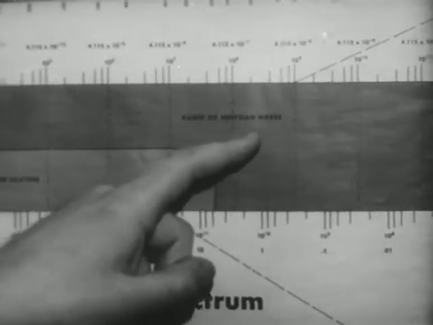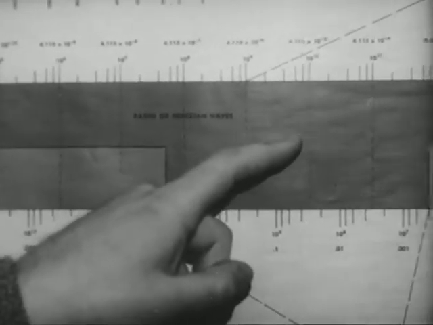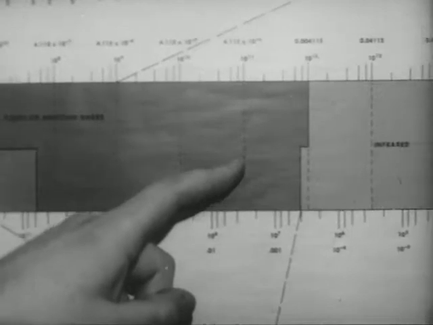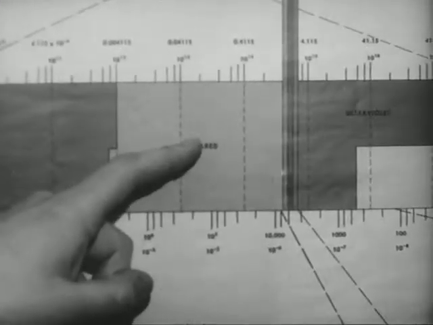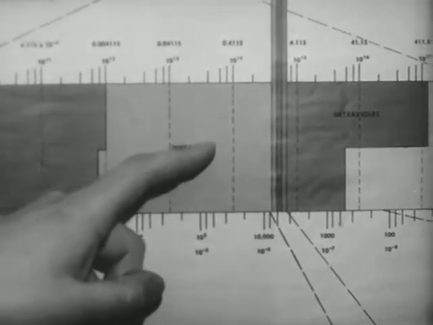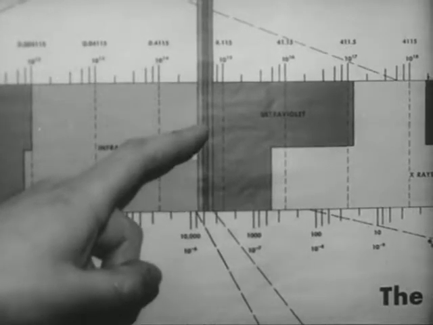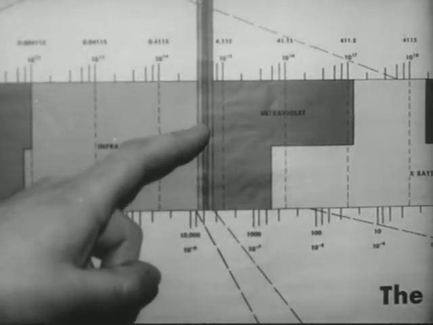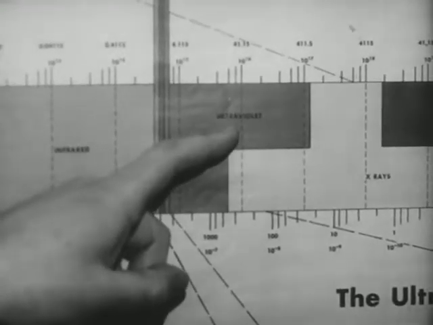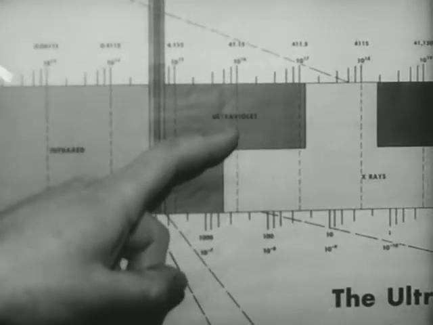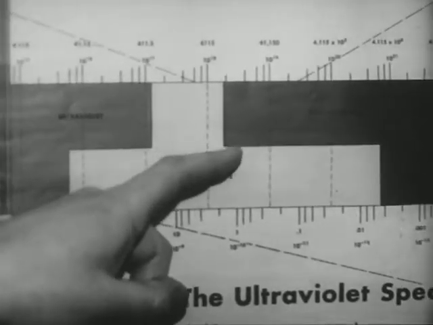Radio waves, about a meter. Microwaves, 1/100 of a meter. Infrared, about 10 to the minus 5 meters. Visible light, 5 times 10 to the minus 7 meters. Ultraviolet, about 5 times 10 to the minus 8 meters. X-rays, 10 to the minus 10 meters.